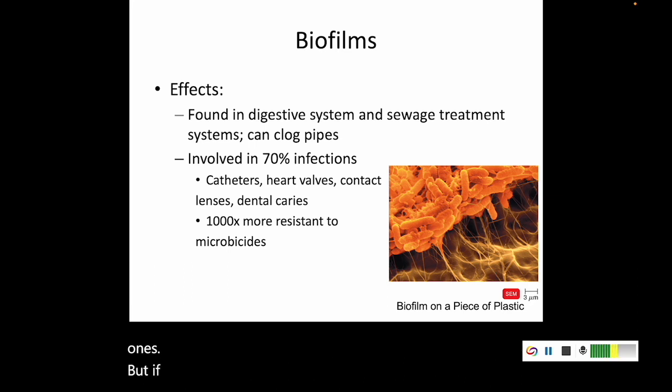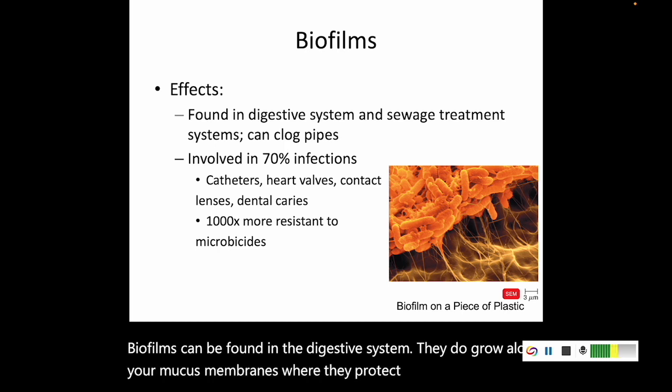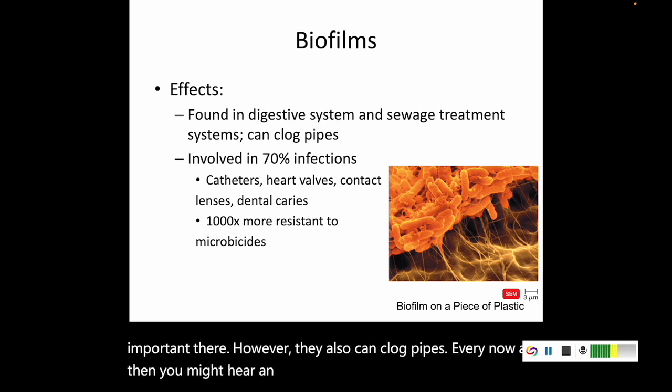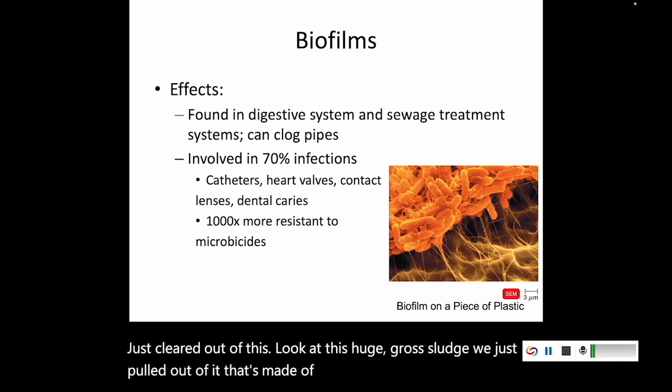Biofilms can be found in the digestive system. They do grow along your mucous membranes where they protect you, and they are very important there. However, they also can clog pipes. Every now and then you might hear a news story of, this pipe was just cleared out of this. Look at this huge, gross sludge we just pulled out of it that's made of biofilms.